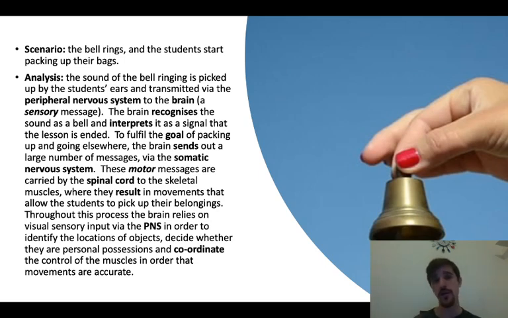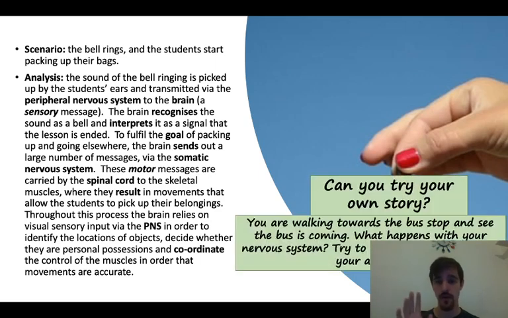So I want you to try and do this as well. I'm going to give you your own story. So you're walking towards the bus stop, you see the bus coming. So obviously you're waiting for the bus. So what happens to your nervous system? And I want you to try and run through using the words in bold in your answer. So just pause the video, run through how you can put the pieces together for this story of waiting for the bus. So pause the video, and then we'll see you when you're finished.